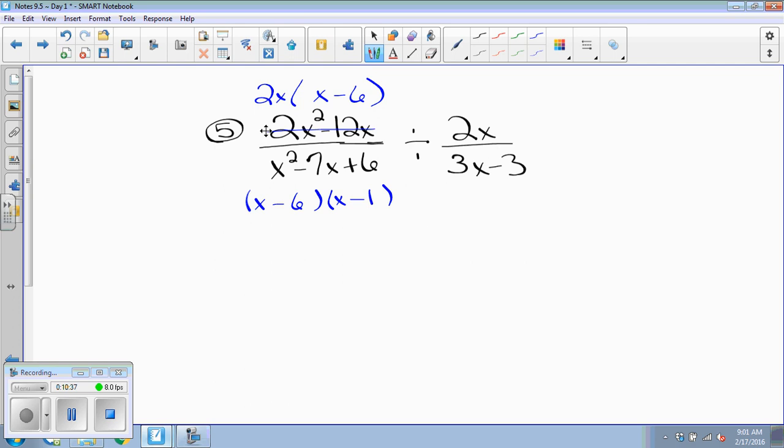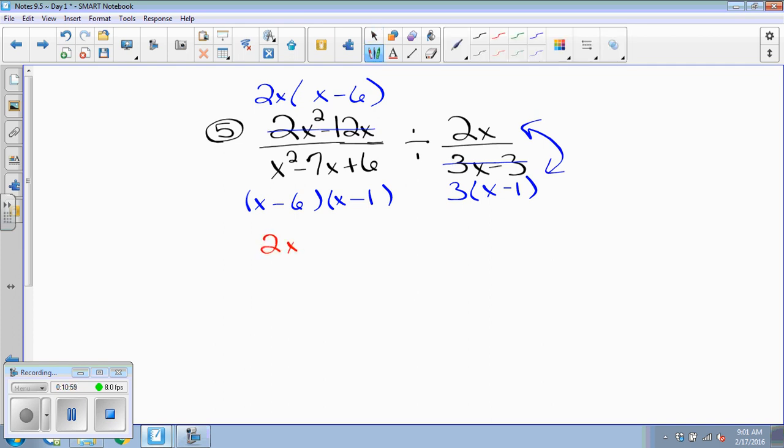Okay? Here I can factor out a 3. So that leaves me with x minus 1. Okay. Am I done factoring? Yes. So what do I do next? Now I have to flip, right? I factored. Now I need to flip and rewrite it all.